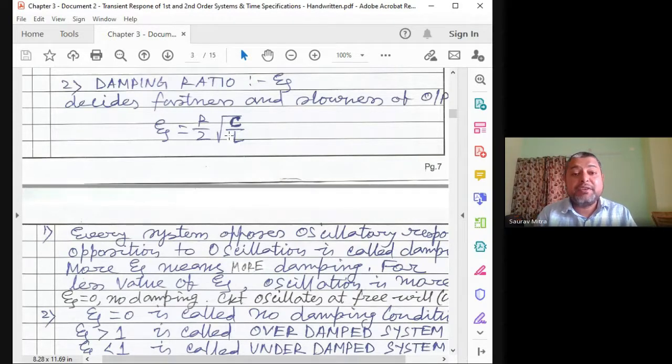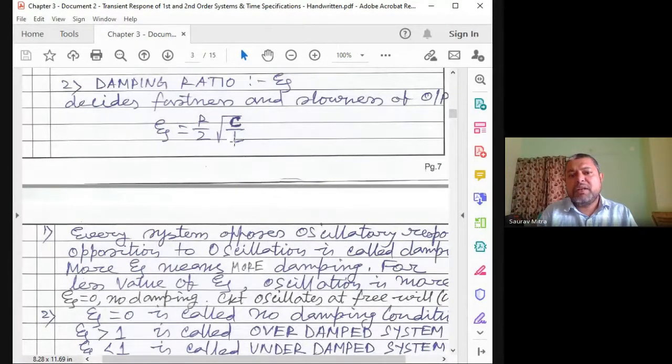L divided by root under of 1 upon, so this will be B by 2. So in case of MBK system, zeta will be B by 2 because R is substituted with B, divided by root under of 1 upon MK, because C is 1 upon K. So in that case, zeta will be B by 2, write it down. For MBK system, zeta will be B by 2 root under of 1 upon M into K.